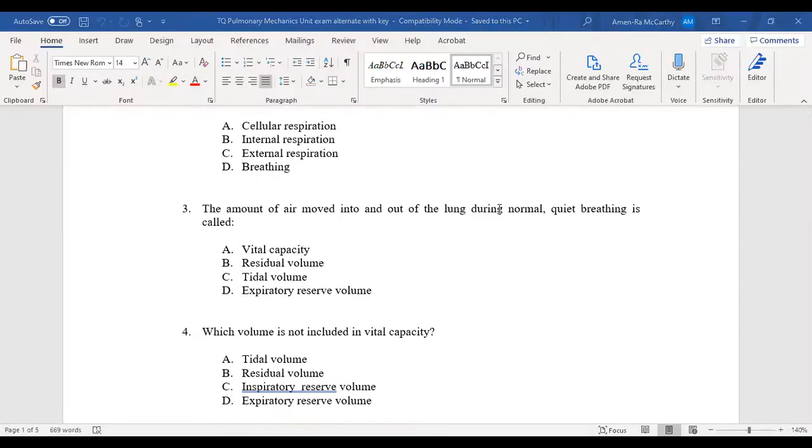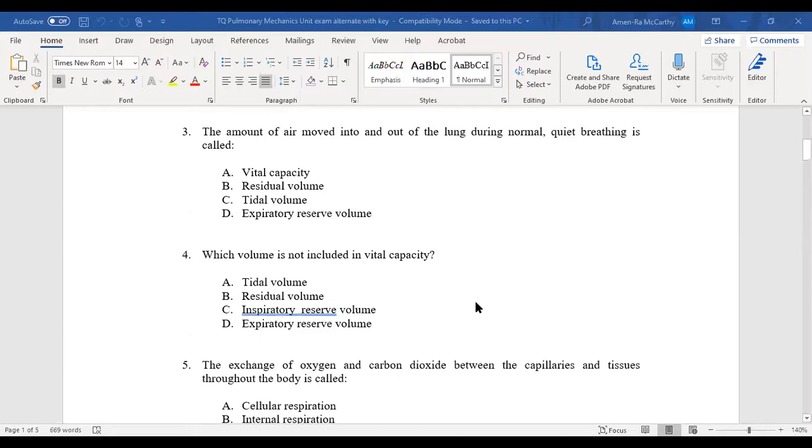Number 3, the amount of air moved in and out of the lungs during normal, quiet breathing is called what? Good, Miss Scott. Good, Miss Thomas. Look at it again, Miss Tabor. Miss Rose, look at it again. Good, Kayla. The amount of air. Look at the question, guys. The amount of air moved in and out of the lungs during normal, quiet breathing. That is tidal volume. Tidal volume.